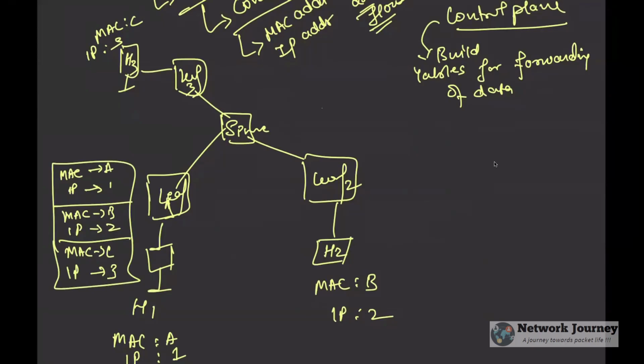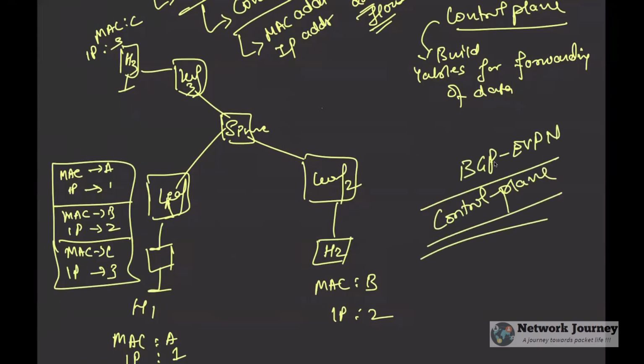So BGP EVPN is a control plane protocol. Again, guys, this is not a data plane. This is a control plane protocol which helps you learn the MAC addresses and IP addresses in your VXLAN. So this is very important. This is going to reduce a lot of traffic in the data center.